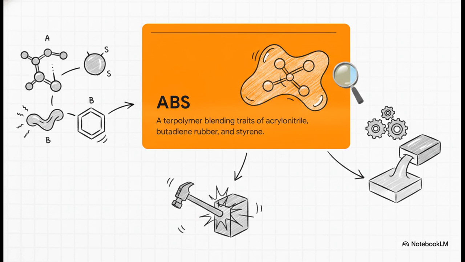First, the acrylonitrile provides chemical resistance and rigidity. Then the styrene delivers the processability and that beautiful high-gloss surface. But the real magic here, that's the butadiene rubber. This rubbery polybutadiene phase is basically dispersed throughout the rigid matrix, and it allows the material to dissipate and absorb impact energy without brittle fracture. That right there is the absolute secret behind its legendary toughness.